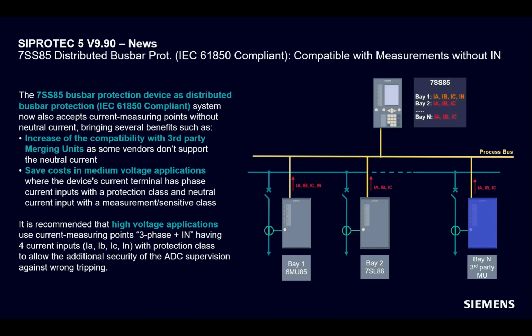support the neutral current. Save costs in medium voltage applications, where the protection device has phase current inputs with a protection class and the neutral current input with a sensitive class. For high voltage applications, we recommend that you continue to use current measuring points 3-phase plus IN, having all current inputs with protection class to allow the additional security of the ADC supervision against wrong trip.